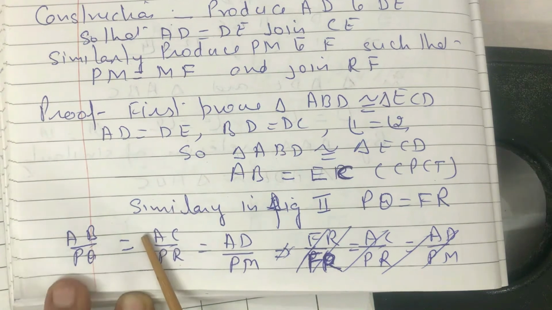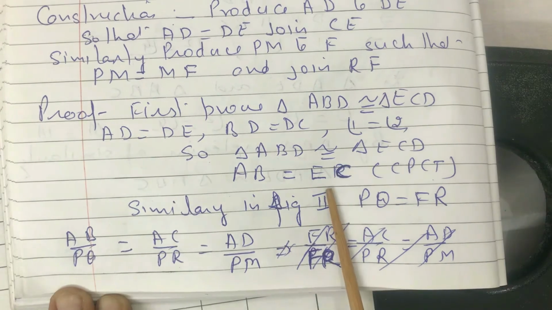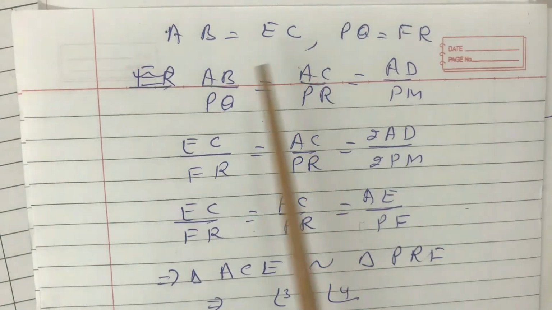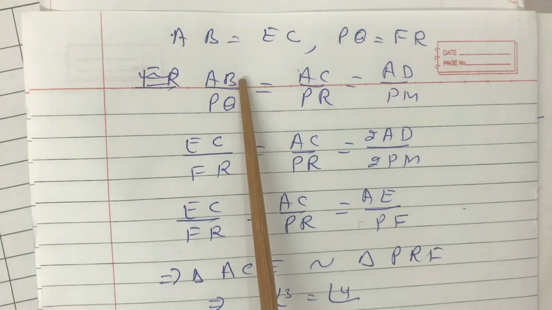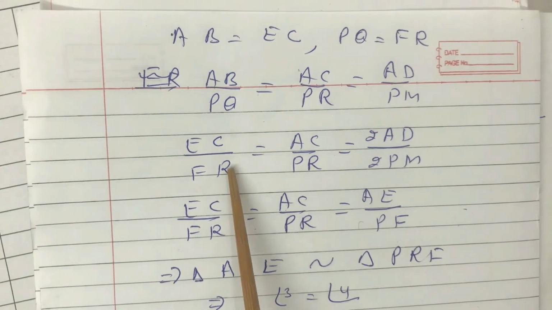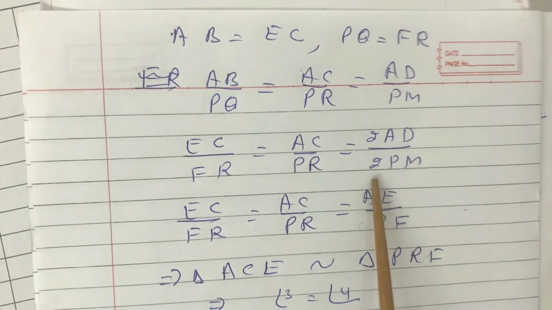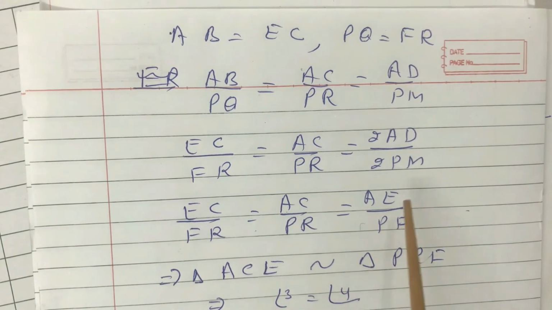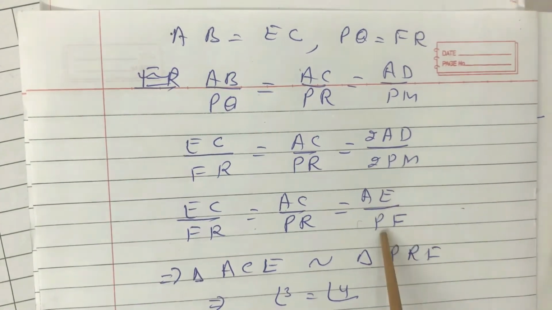In the next page, I am going to write, instead of AB, EC. Instead of PQ, I am going to write FR. Now I have AB is equal to EC, PQ is equal to FR, and this is given to us. Instead of AB, I have written EC, and instead of PQ, I have written FR. And here multiply numerator as well as denominator by 2. So I'll have EC by FR is equal to AC by PR is equal to AE by PF, because 2 times AD is AE, 2 times PM is equal to PF.